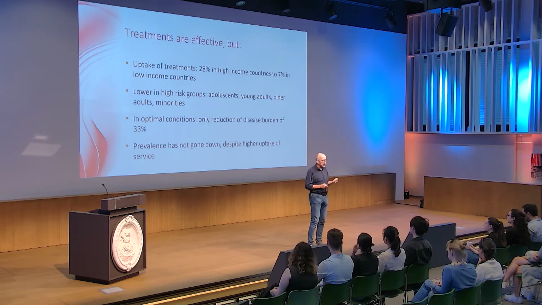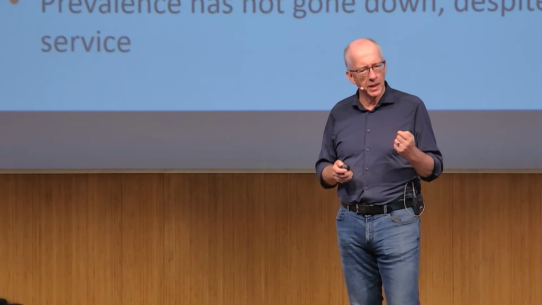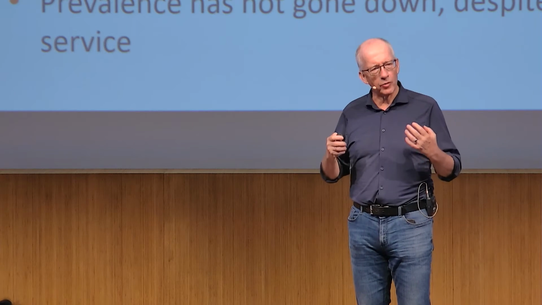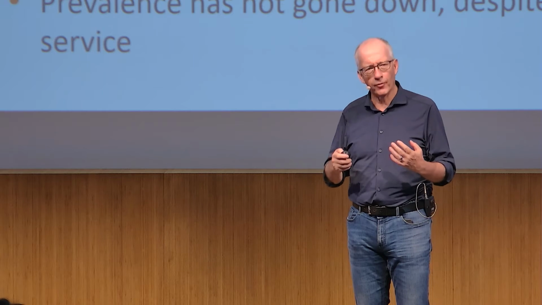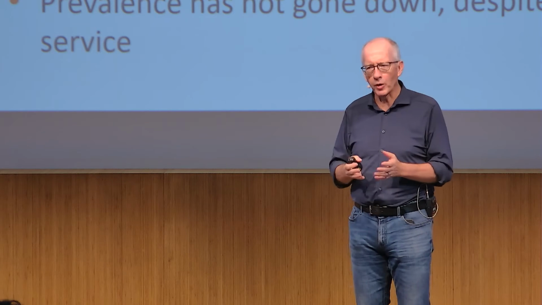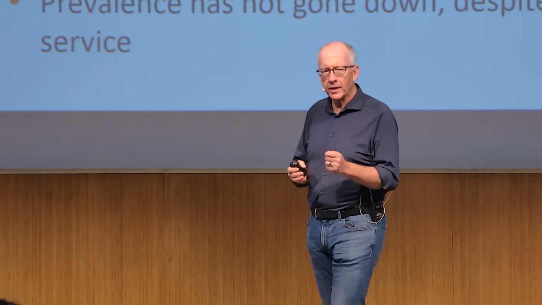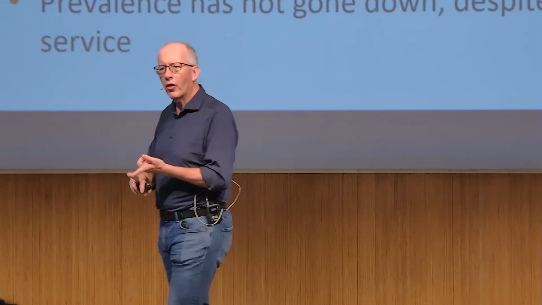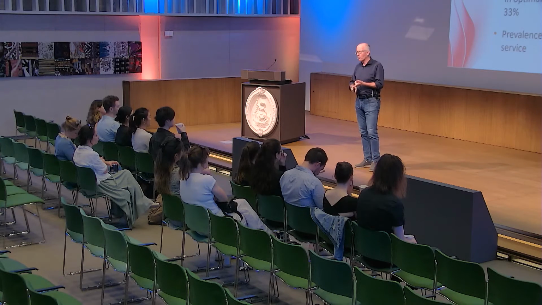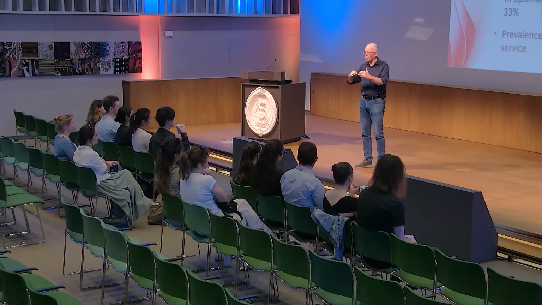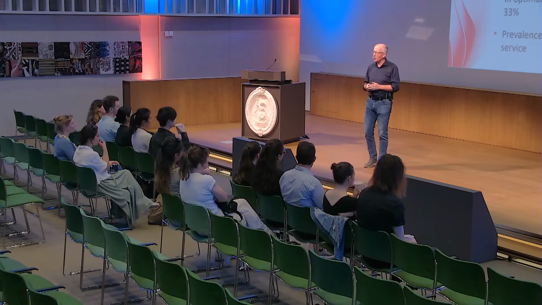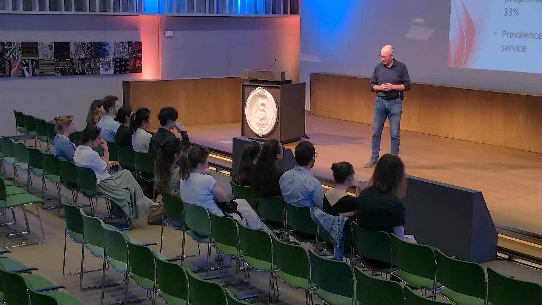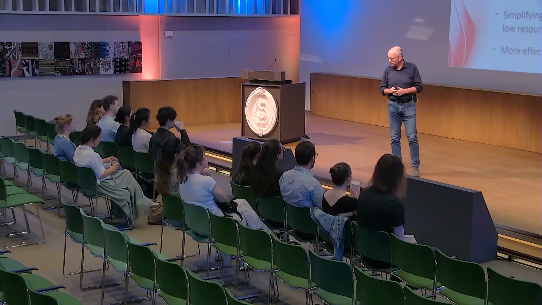There have been modeling studies showing that the impact of the treatments we currently have on the disease burden of the population is limited. Even in optimal conditions, where everybody with a disorder gets treatment and everybody gets an evidence-based treatment, we can reduce only 33% of the disease burden.